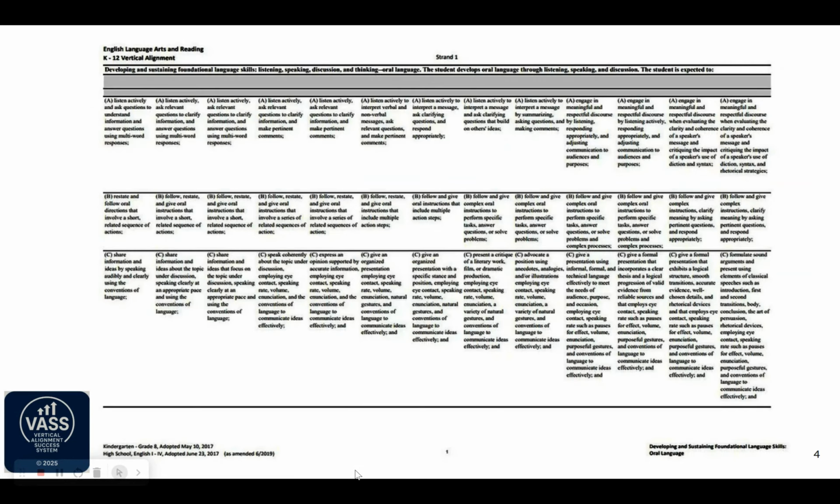With that comes the vertical alignment matrix, where from grades K through 12, you will see the progression of the rigor. Sometimes some of the standards may stay the same for a few years, but that doesn't mean that the text complexity doesn't increase and the rigor increases. So it may be the same standard, but the text complexity gets more rigorous.